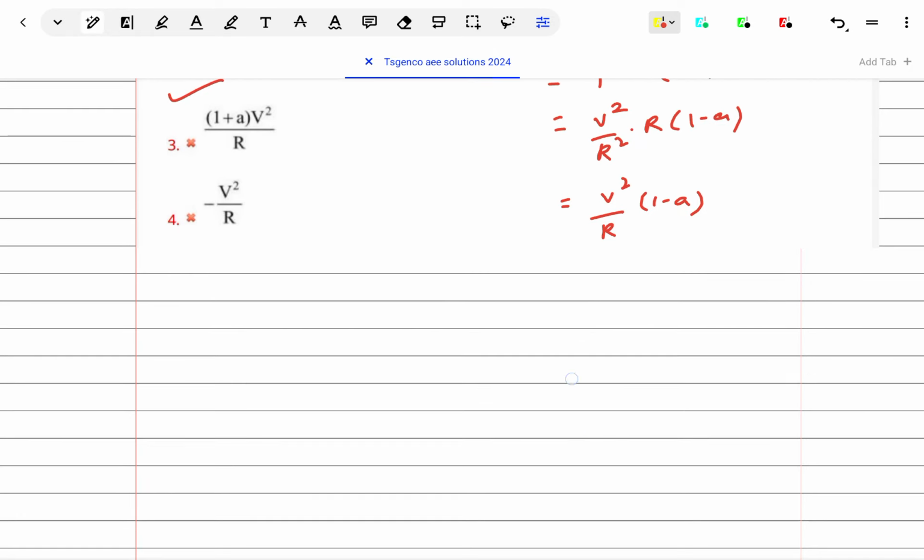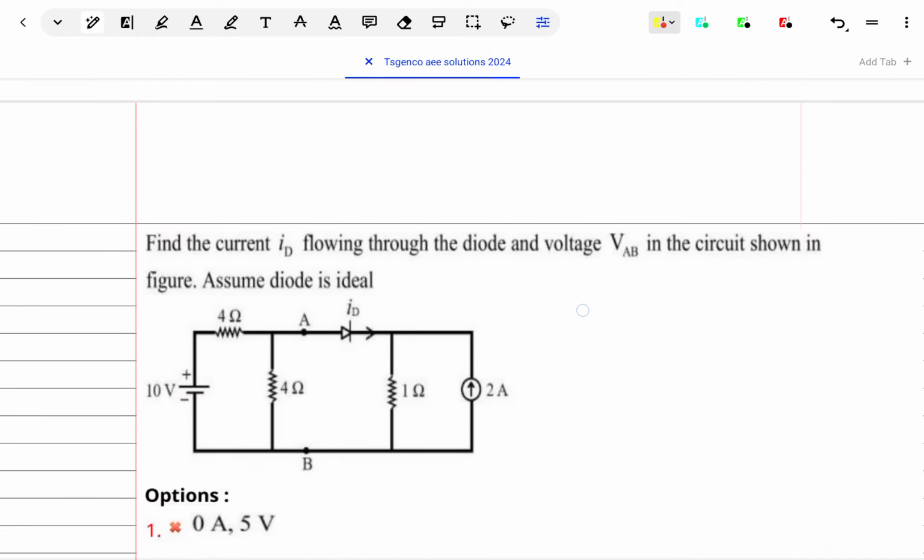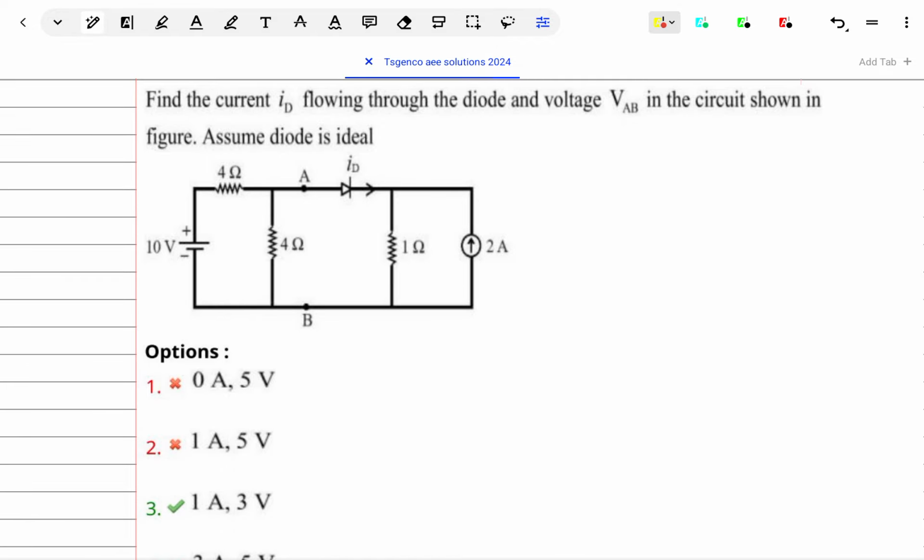Let's move to the next question in the same subject of networks. This is also a TSGENCO AE solution paper question. In this question, find the current ID flowing through the diode and the voltage VAB in the circuit shown in the figure. Assume the diode is ideal here.